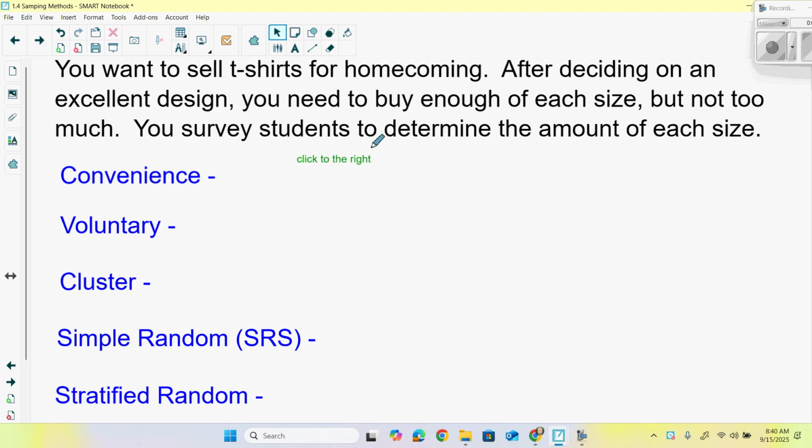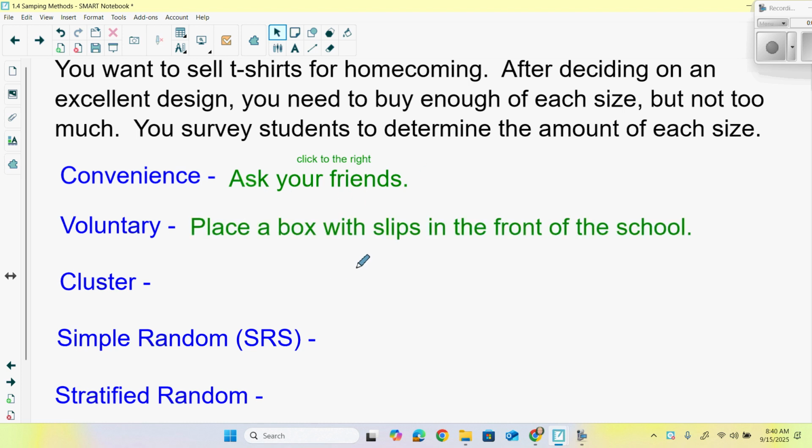For instance, to think about some of this, you want to sell t-shirts for homecoming. After deciding on an excellent design, you need to buy enough of each size, but not too much of any one size. You don't want to have extras. So you survey students to determine the amount of each size. In this scenario, an example of a convenience would be you ask your friends, and if you're on the basketball team, it's possible that your friends are really tall or have similar sizes, and you may not get a good representation of all the people that could buy a homecoming t-shirt. So convenience, you'd get an idea, but it may cause some problems.